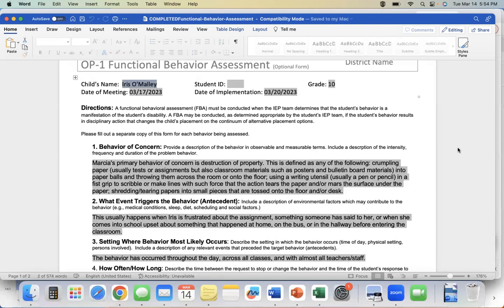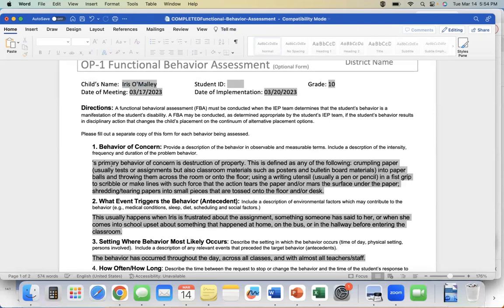So in this consideration here, I have Marcia, and I think I messed up there because I had her for my previous students. Let me change this really quick. So Iris's behavior of concern is what we're calling destruction of property.